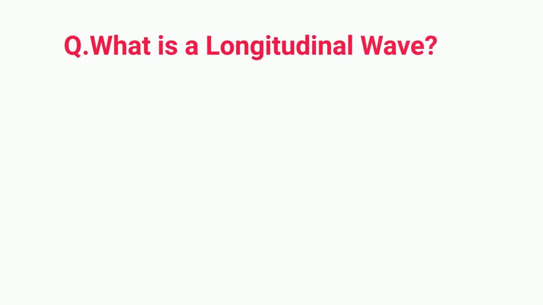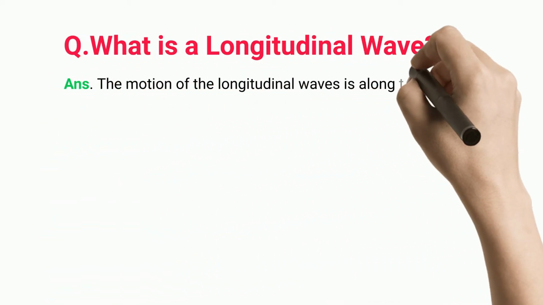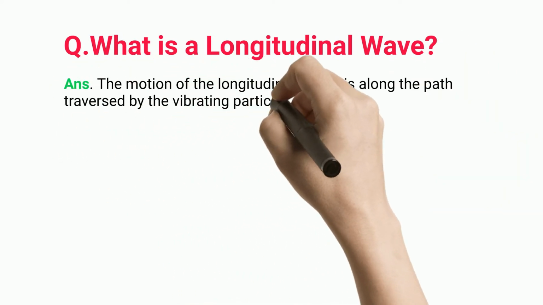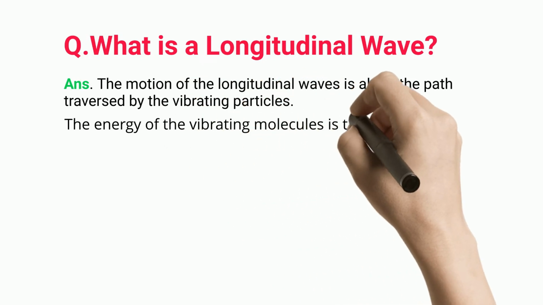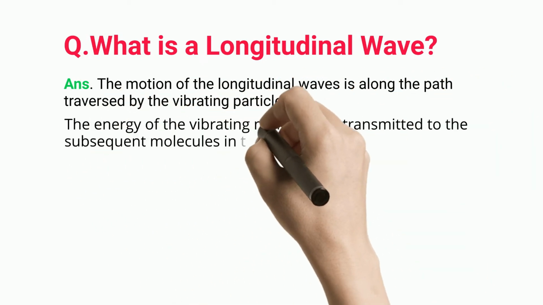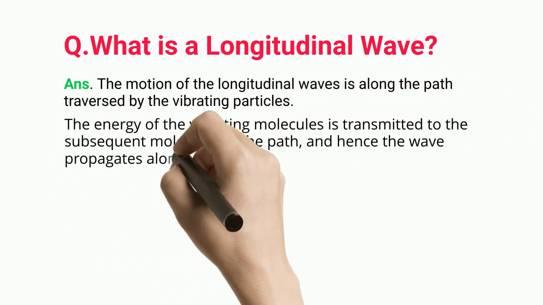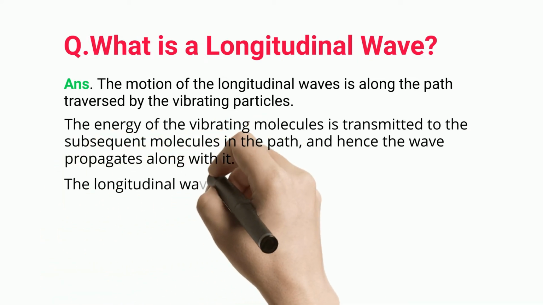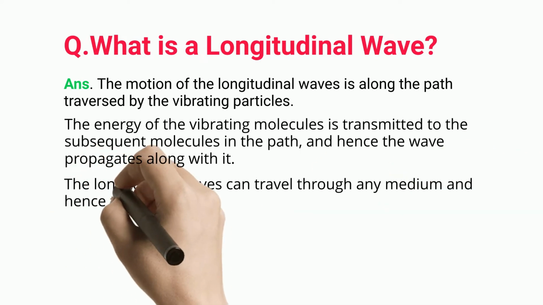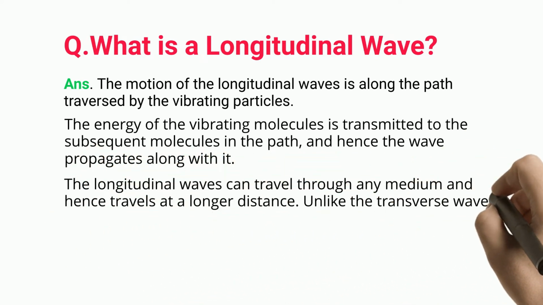What is a longitudinal wave? The motion of longitudinal waves is along the path traversed by the vibrating particles. The energy of the vibrating molecules is transmitted to the subsequent molecules in the path, and hence the wave propagates along with it. Longitudinal waves can travel through any medium and hence travel a longer distance.